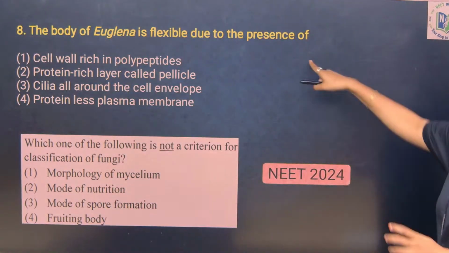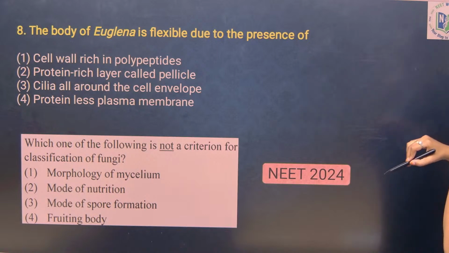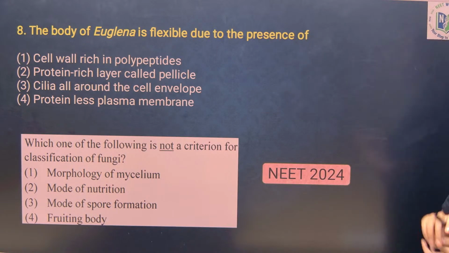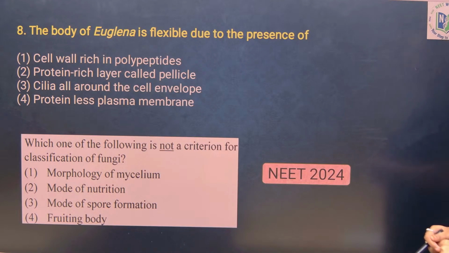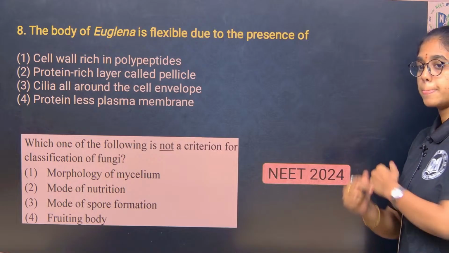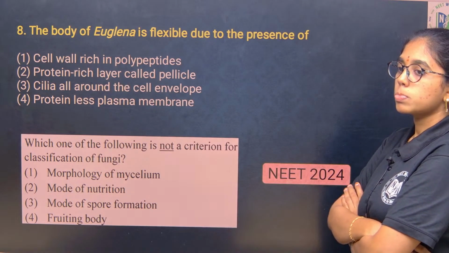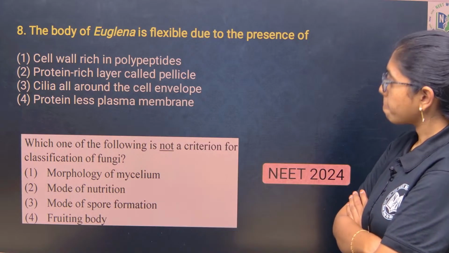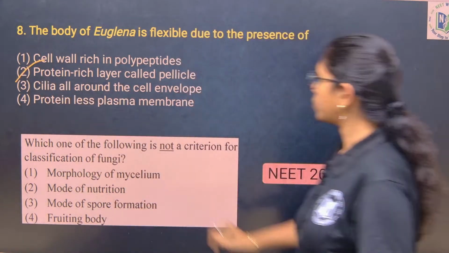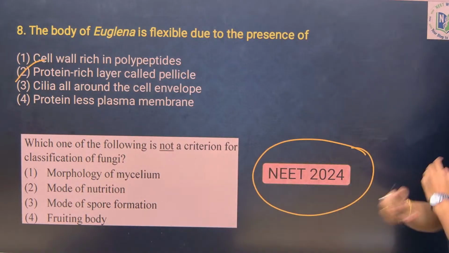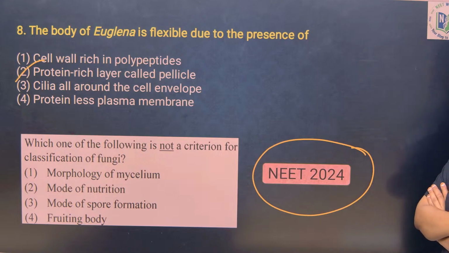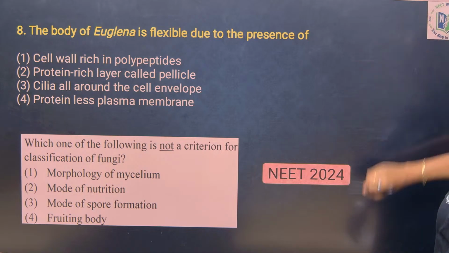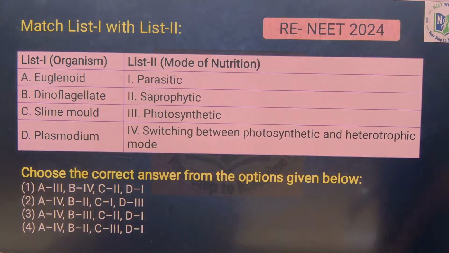This one. The flexibility of Euglena is due to the presence of, good. This one. NEET 2024. Good. Option 2, right? Yeah. Last but one question.